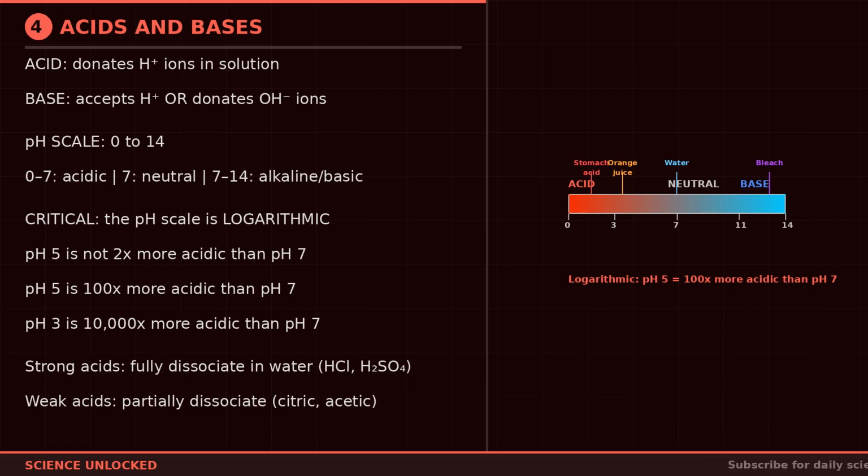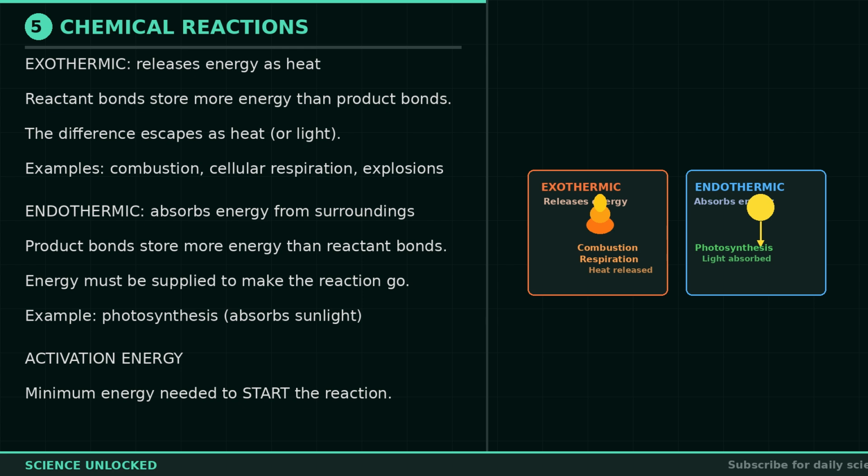Number 5. Chemical reactions and energy. Every chemical reaction either releases energy or absorbs it. Exothermic reactions release energy, usually as heat. Combustion is exothermic. When you burn wood or fuel, the chemical bonds in the reactants store more energy than the bonds in the products. The difference is released as heat and light.